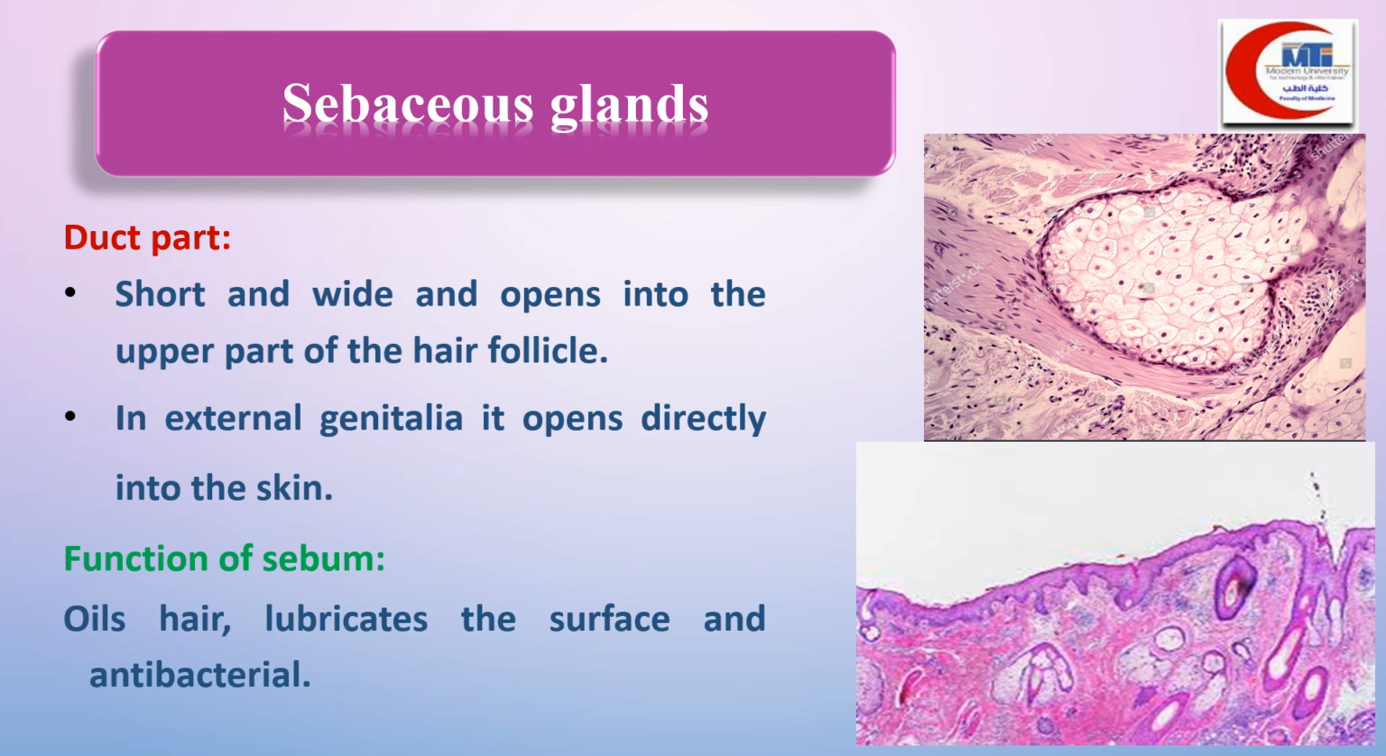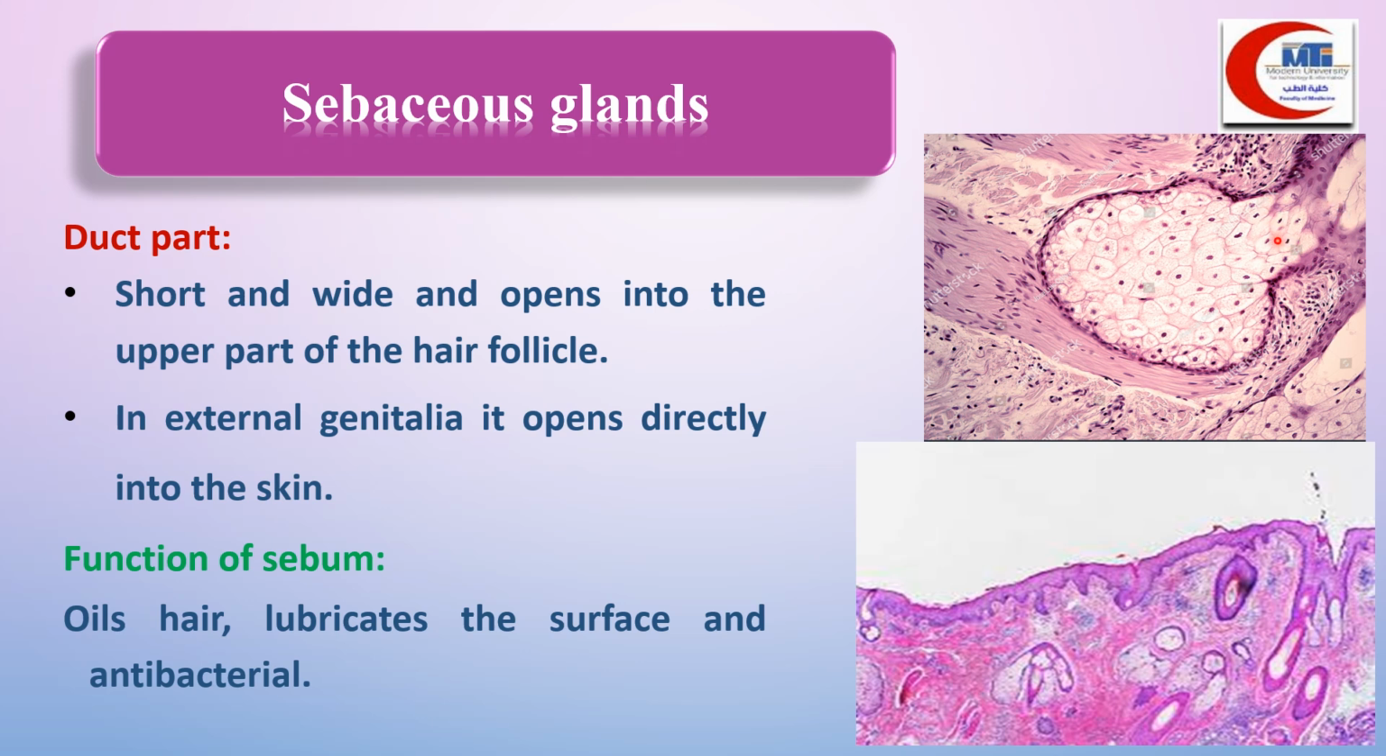What about the duct system? What about the structure of the duct? As we see here, this is the sebaceous gland formed of a secretory part and a duct system. The duct is short and wide, and opens into the upper third of the hair follicle. In the external genitalia, it opens directly into the skin, not into the hair follicle.